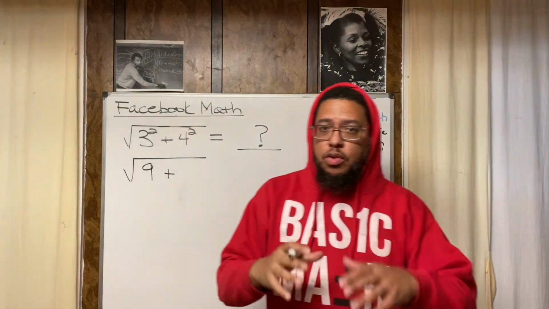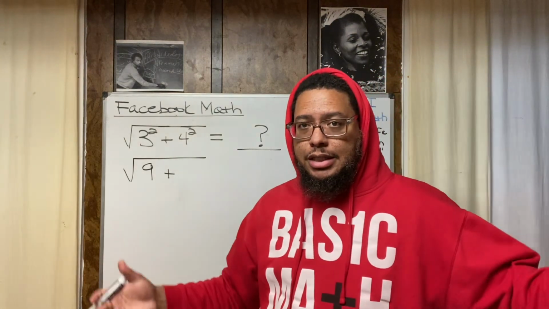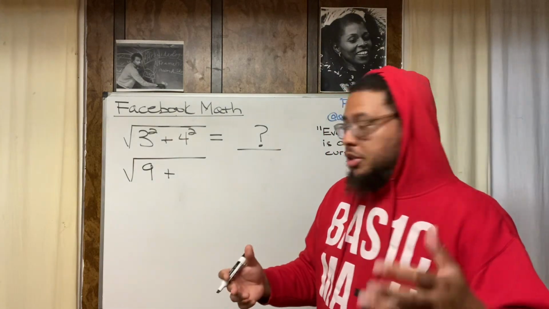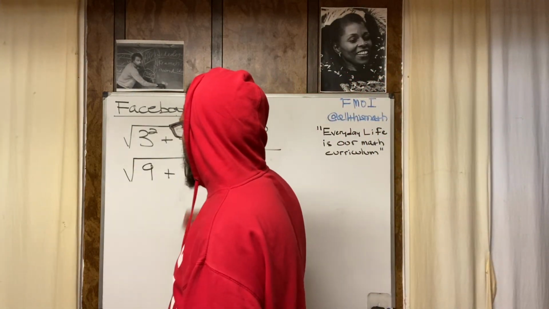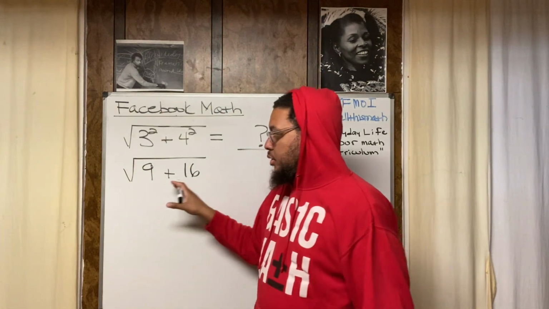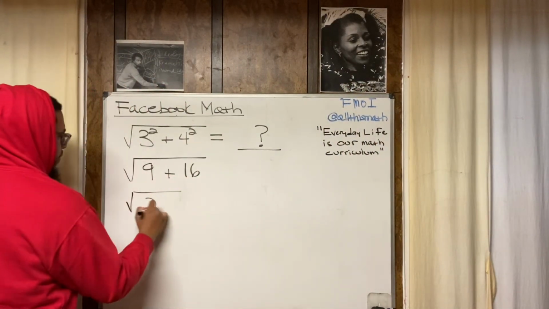4 squared, or 4 to the second power, represents an abbreviation of a multiplication sentence where 4 will be written twice, right? 4 times 4, which is going to be 16. So we got 9 plus 16. Now, in the invisible parentheses, we got to do the addition. 9 plus 16 is 25, right?